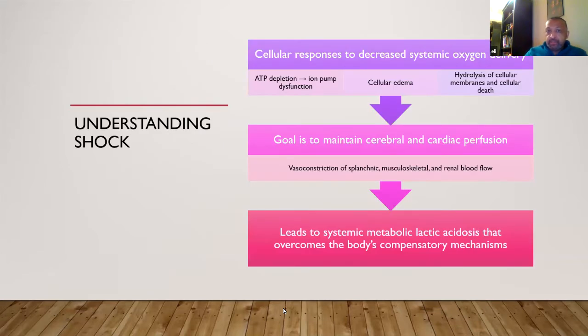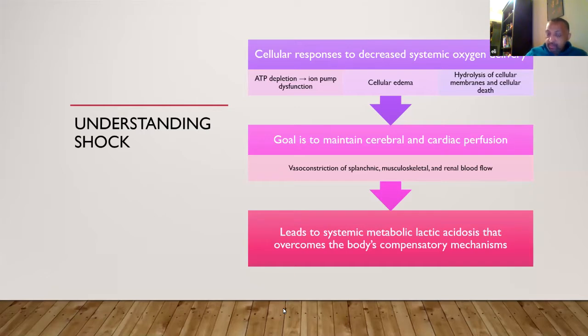At the cellular level, due to lack of oxygen, there will be a lot of ATP depletion that will lead to ion pump dysfunction and cellular edema that will release hydrolysis and lead to cell death. But in general, the main purpose of your body in a state of shock is to serve those two important organs, right? Your brain and your heart. Everything else comes next. So the goal is to maintain cerebral and cardiac perfusion.